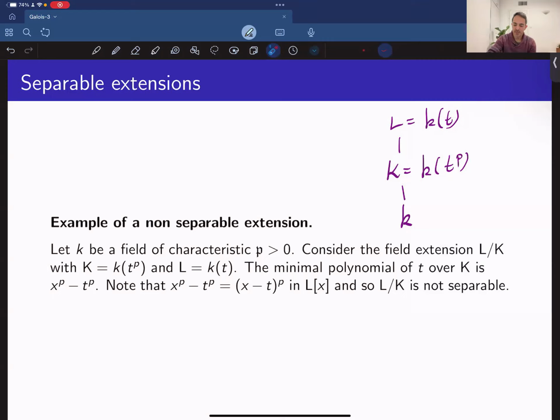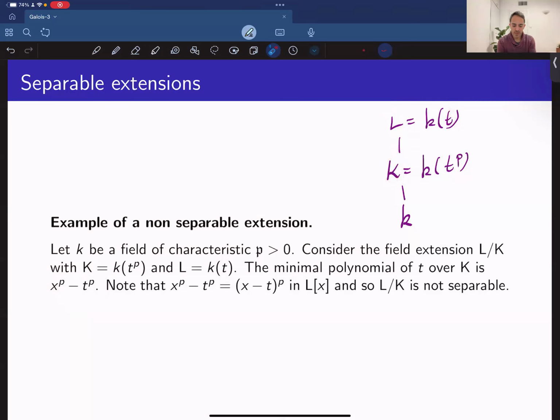Now you can ask yourself, what is the minimal polynomial of T as an element in L over capital K? That would be x to the p minus T to the p. We need to show that technically, but that's the minimal polynomial. T to the p is an element of K, so you can use it as a coefficient. It turns out that this is irreducible. So this is the irreducible polynomial of T over K.